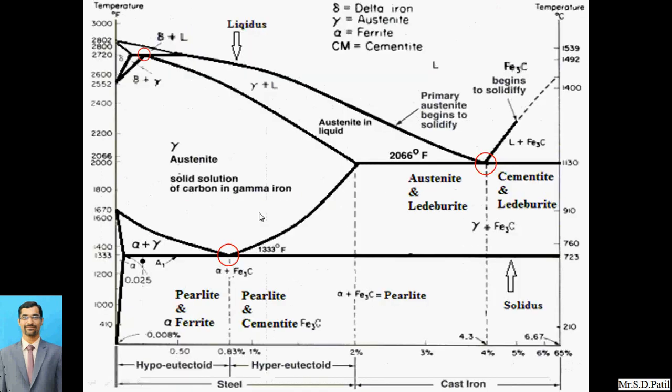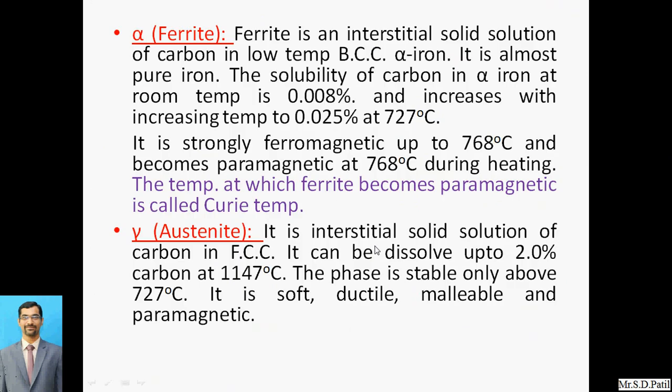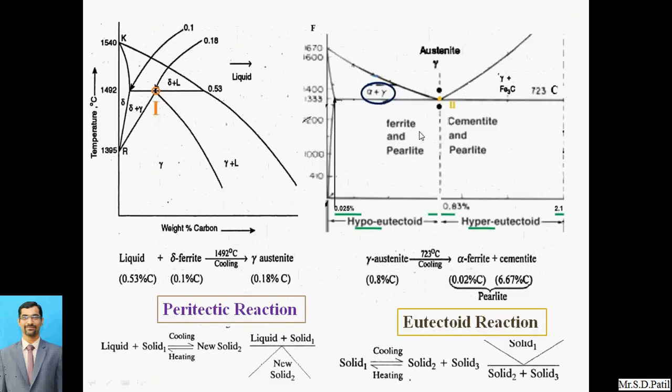Here it will be there. This will be the reactions. So just refer to the temperature over here in this diagram. So what we are going to get, alpha plus gamma, that is ferrite plus austenite. So this will be a ferrite, we are going to get the pearlite.